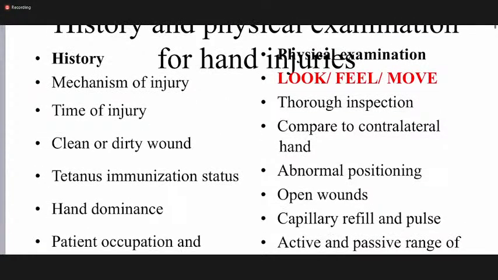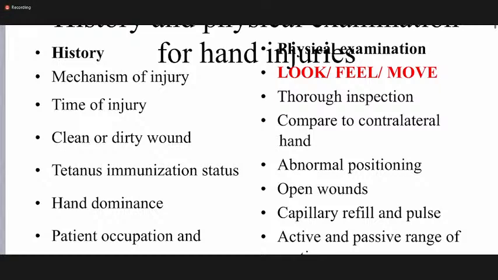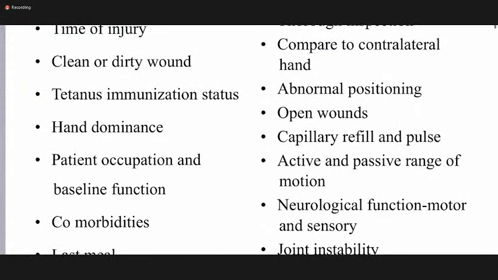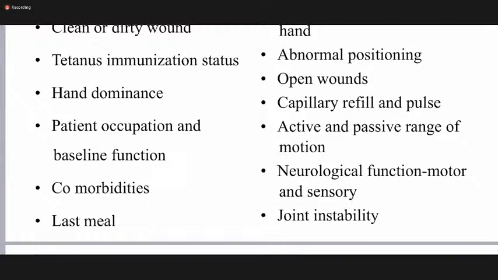I've put this in red. It is very important to thoroughly examine them, do a thorough inspection, and compare with the opposite side. Check abnormal positioning, check for open wounds, check capillary refill and pulse, check range of motion, both active and passive. Active means the patient is able to do it themselves. Passive means you do it for the patient. Check neurological function, that is how the nerves are working, both the motor function and sensory function. Last but not least, check for joint stability.